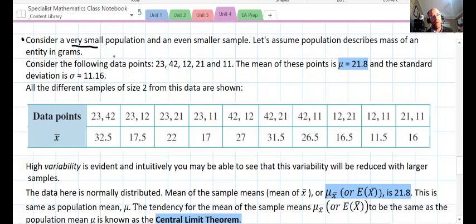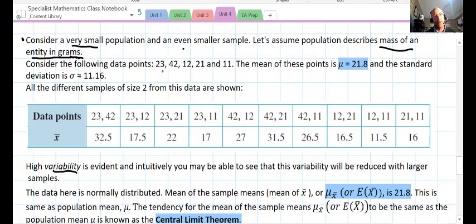But let's consider a very small population this time, because this helps us show the difference between a normal and a distribution that's not necessarily normal. So we've got a very small population and an even smaller sample, and let's assume the population describes, it doesn't matter what it is, let's say it's the mass of something, because I'm going to talk about this thing called variability in a minute, and recently I experienced a real life example of variability. So it would suit me at the moment to say, let's assume that it's mass, but it can be anything continuous, with continuous data, I guess. So let's say this population describes the mass of some product in grams.